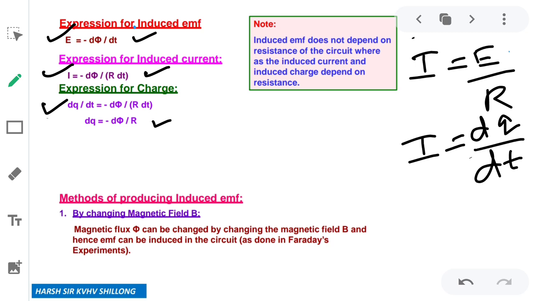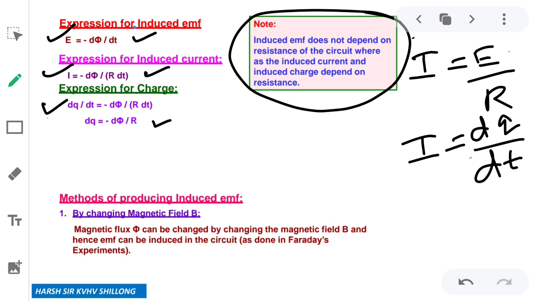Except EMF, current and charge both depend on resistance. EMF induced does not depend on resistance. It depends on the flux change per time. Okay. Now we have understood that EMF depends on the changing flux, not flux, changing flux. So we have to understand now how flux can be changed.